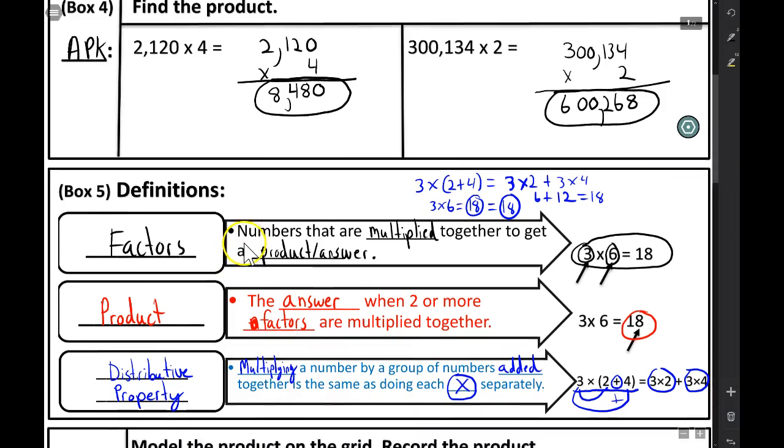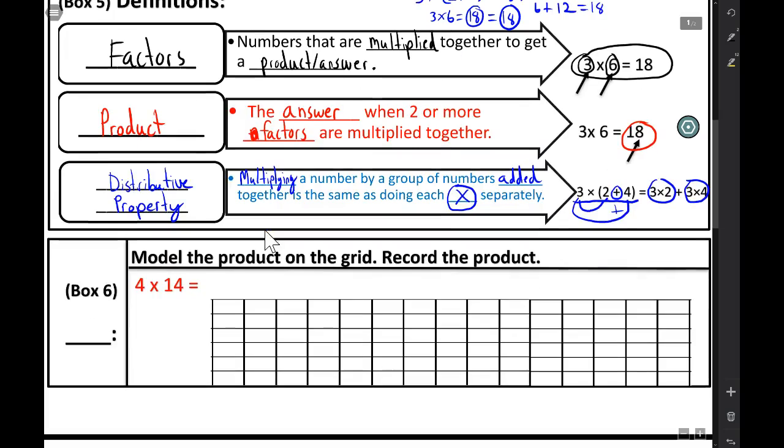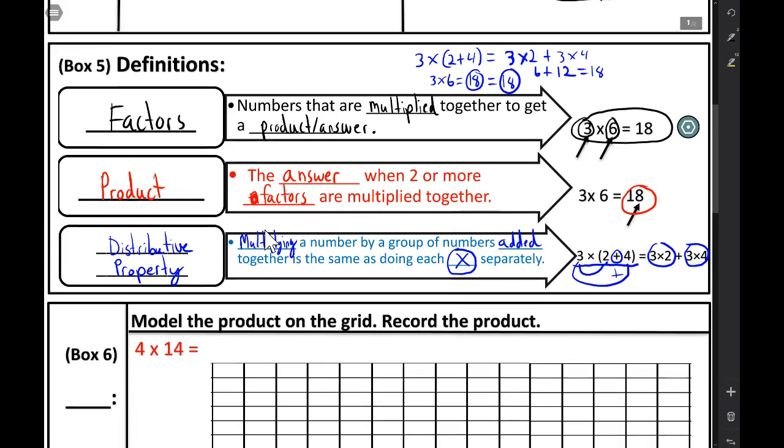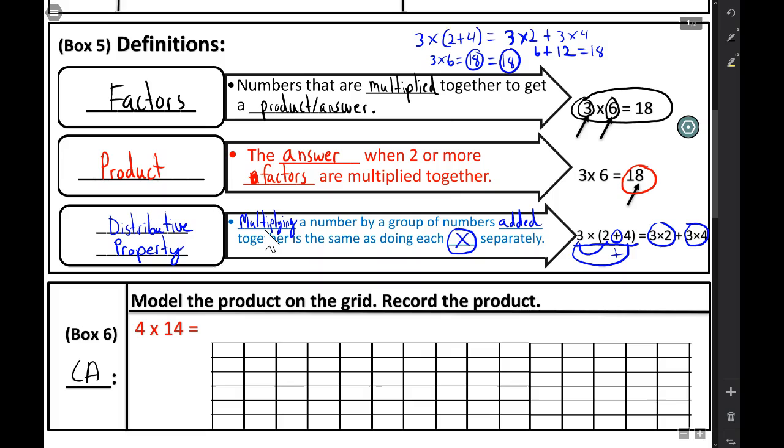Alrighty. So, box 6. We are getting into our critical attribute of today's lesson. So this is the main part of today's lesson. And it says, model the product on the grid, record the product. Okay? So I have the factors 4 times 14 equals blank. So normally we would just do this in vertical form. However, they want us to use the actual grid, okay?